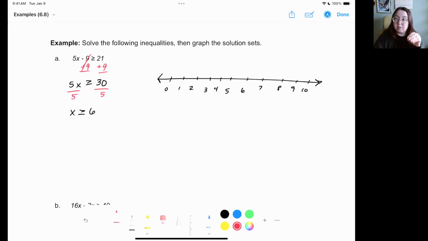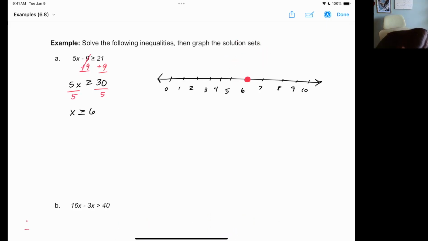So remember, we always plot our point first. This is x is greater than or equal to 6, which means that it gets a closed point, a closed circle. So we'll plot our closed circle on 6 first. So we'll have our dot there, and then it is greater than or equal to. So we want to fill in our number line for greater than 6 or more than 6. Our arrow for our inequality points to the right, so we color in to the right.